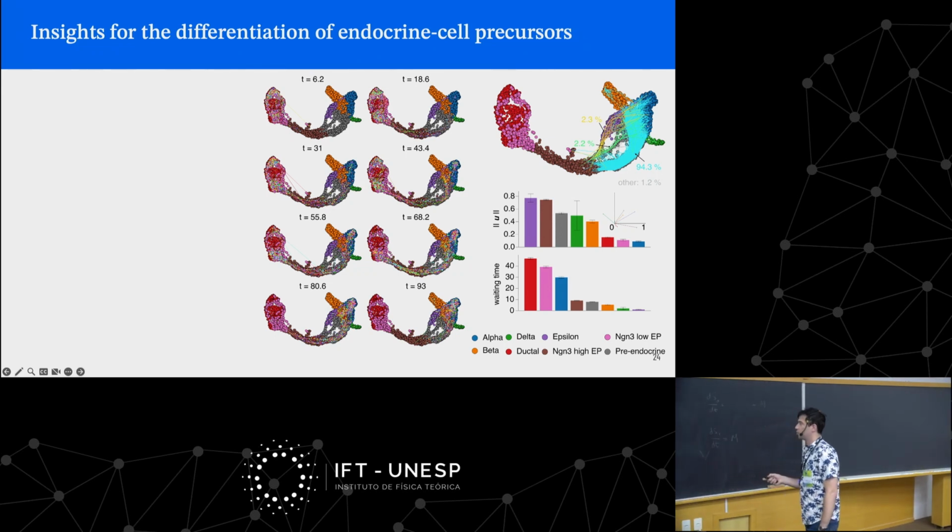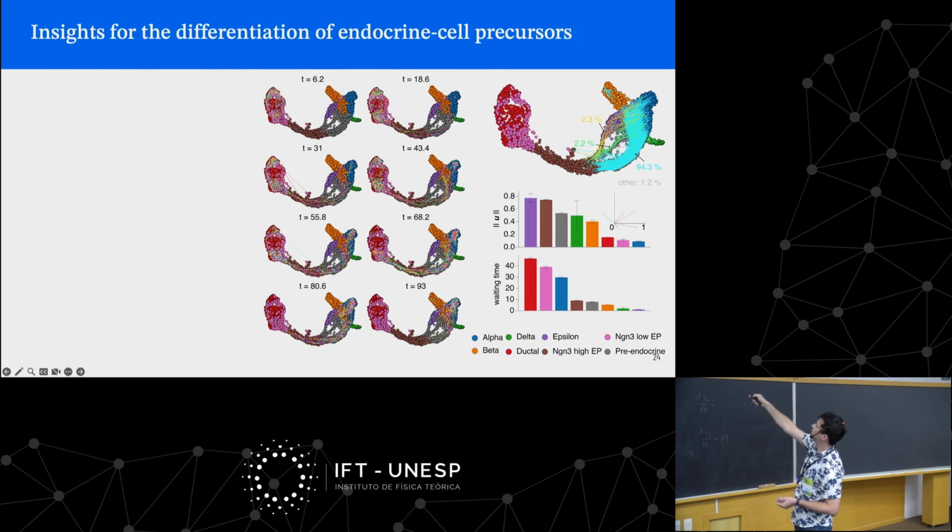So if I focus, for example, on the bottom movie, which was the differentiation into the alpha cell types, this would be a time lapse. And what I said earlier about the cell remaining stuck in one region, you could just formalize it by defining the waiting time.